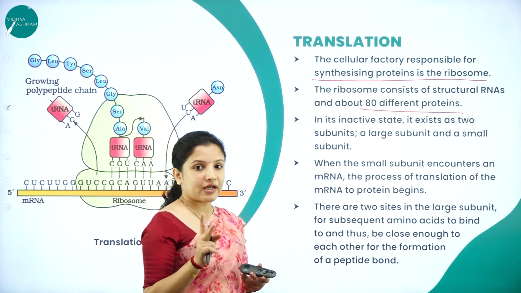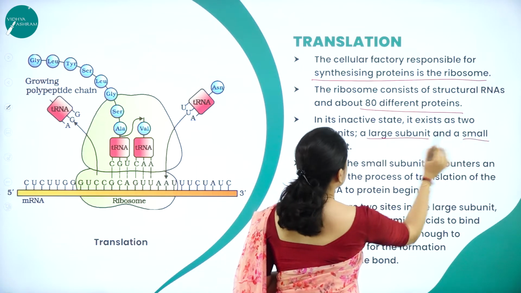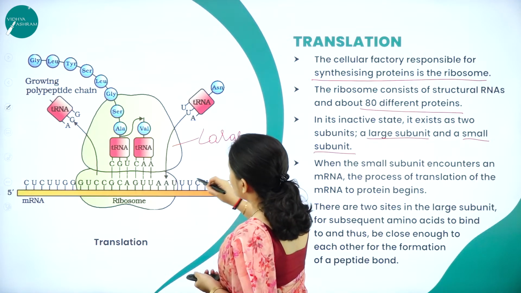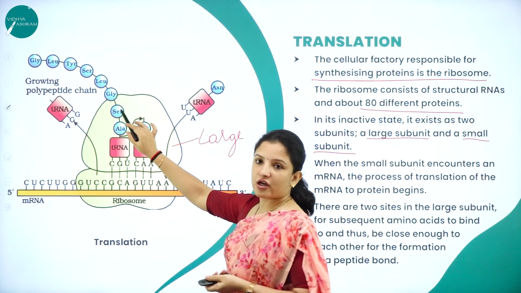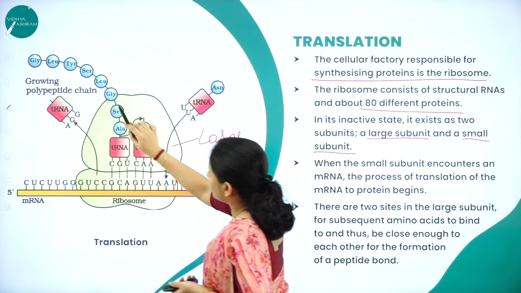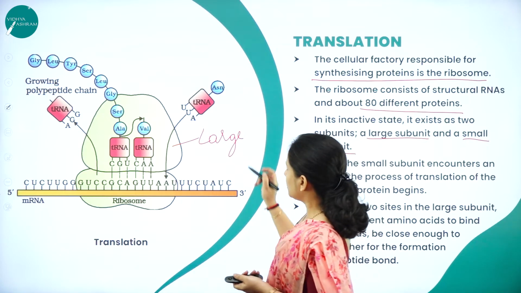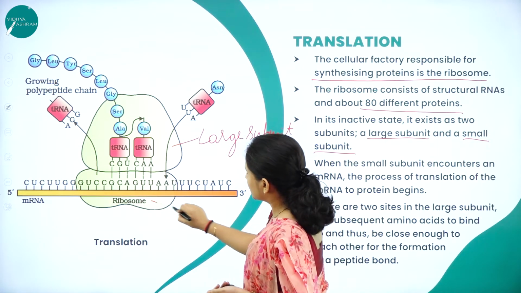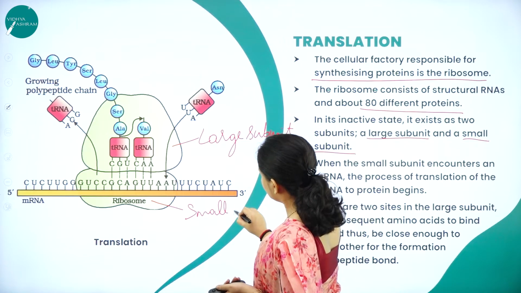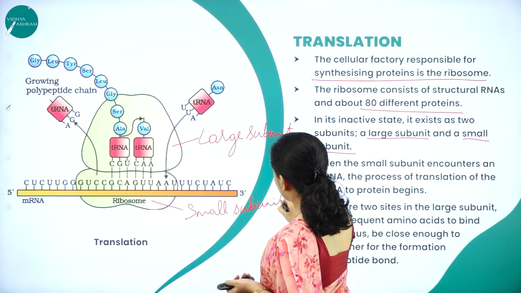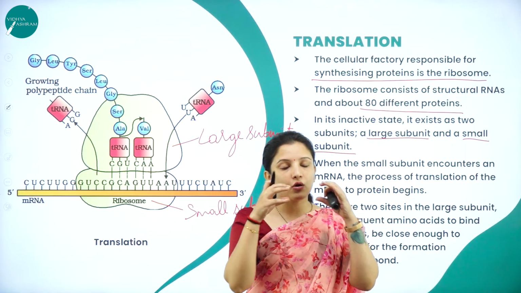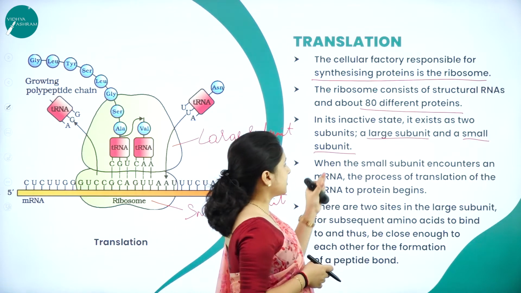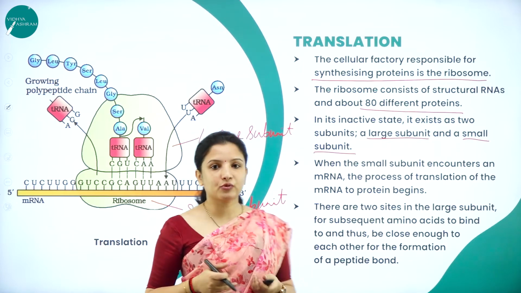In its inactive state, the ribosome has two subunits, a large subunit and a small subunit. So if you can see here, the ribosome has a large subunit. Now this ribosome is the one which will help in the production of protein out of these chains of amino acids that got formed. It has a large subunit and this smaller subunit. So it is made up of two subunits. The two subunits always are joined to one another and they go hand in hand in reading the amino acids. When the small subunit encounters an mRNA, the process of translation occurs.